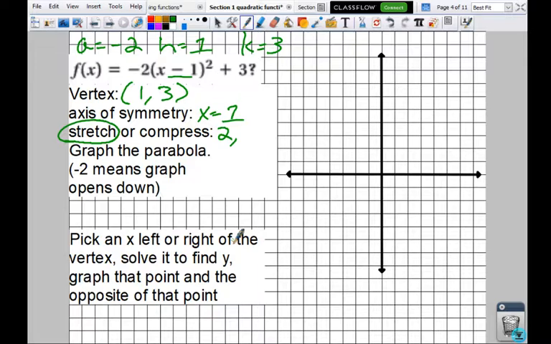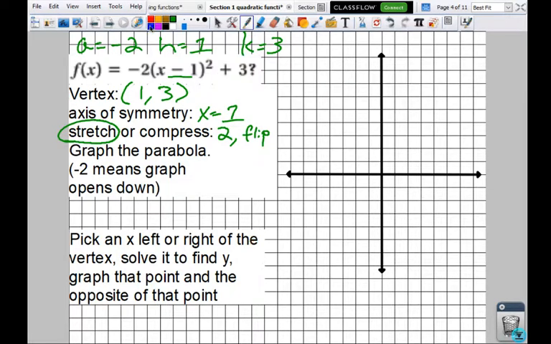But what's the other thing we're going to have in this parabola? Since a is negative, what are we going to have? Why is it -2, not just 2? Because it's a stretch by 2, and the negative does something else. The negative flips it upside down. Alright, so we are going to graph this parabola, and it's really not too bad.